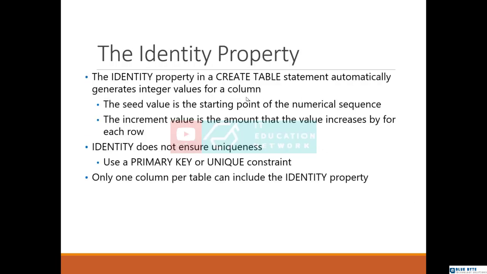Then the next object is the identity property, and we can use it when we create a table to automatically add a value to a column for each row. The identity property generates incremental values beginning with a user-defined seed value and increasing by a user-defined increment. Identity by itself does not ensure uniqueness. We need to use a primary key or unique constraint to make sure we have a unique value in each cell. The limitation is that you can have only one column per table defined with the identity property.